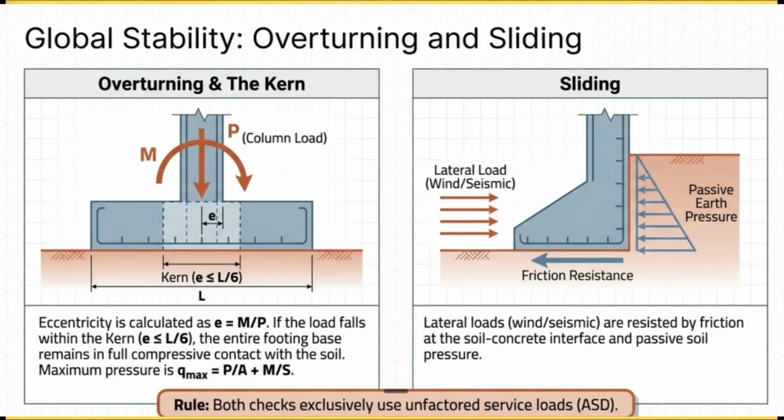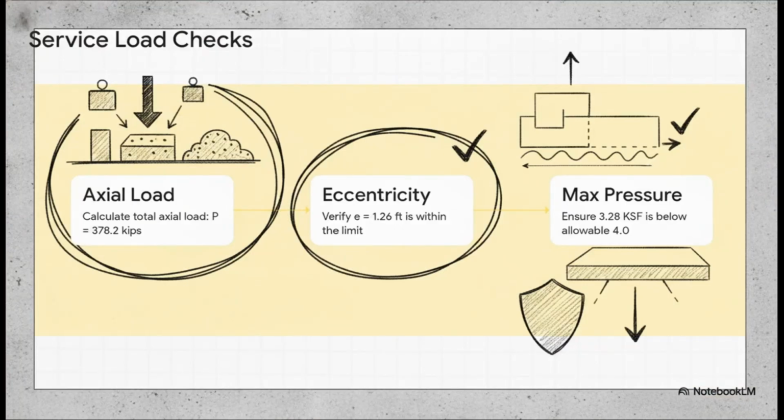Section 6. Numerical Footing Example. Putting the theory into practice. Okay, let's funnel all this theory into a real-world numerical proof for an 11.2-foot square footing. First, speaking our geotechnical language, we sum our service loads, the building weight, the footing, the soil cover, landing at a total axial load of 378.2 kips.